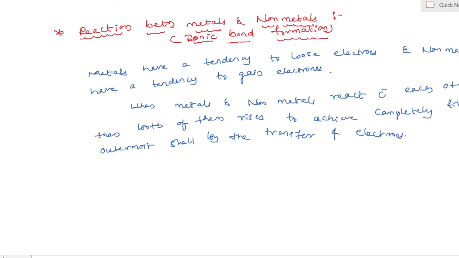Yes, my dear students, when metal as well as non-metal react with each other, what happens? Then both of them achieve a completely filled outermost shell by the transfer of electrons. It means octet as well as duplet configuration. Example, the electronic configuration of sodium, Na 11.